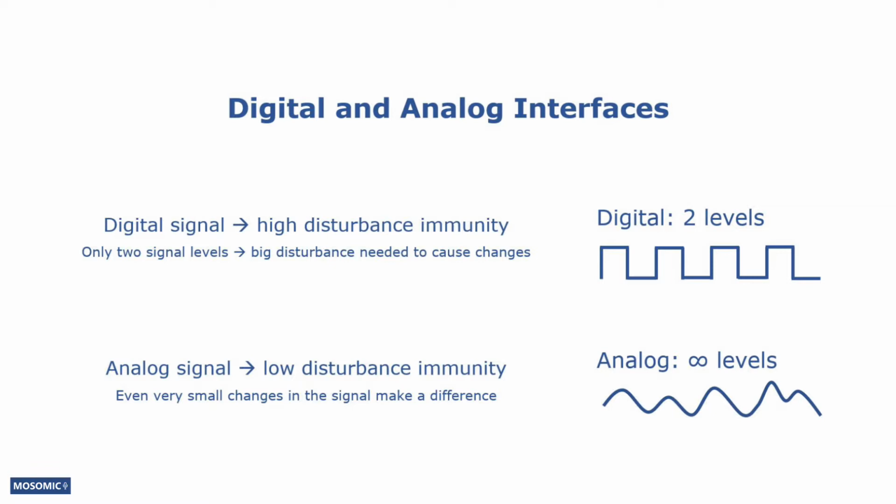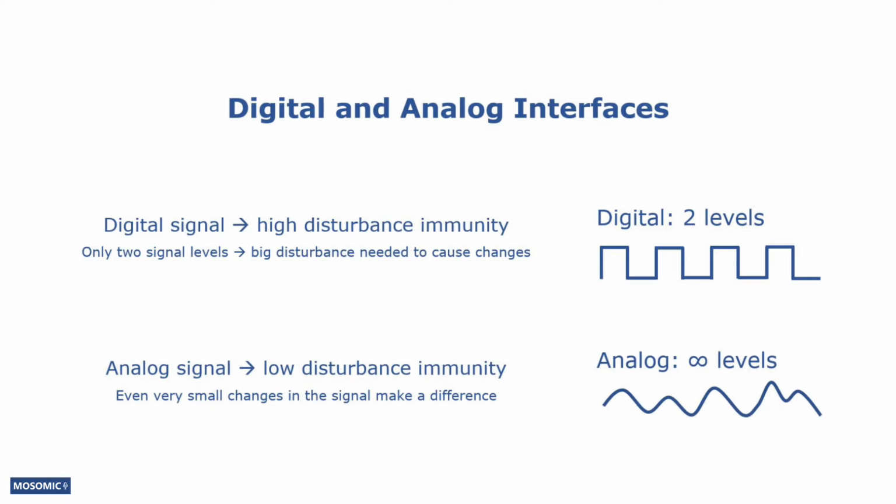Then again, analog signals are continuous signals that can contain all the voltage values between the minimum and maximum values. Therefore, even very small differences in the signal make a difference, enabling even small disturbances to deteriorate audio quality. That makes analog signals much more susceptible to disturbances than digital signals.